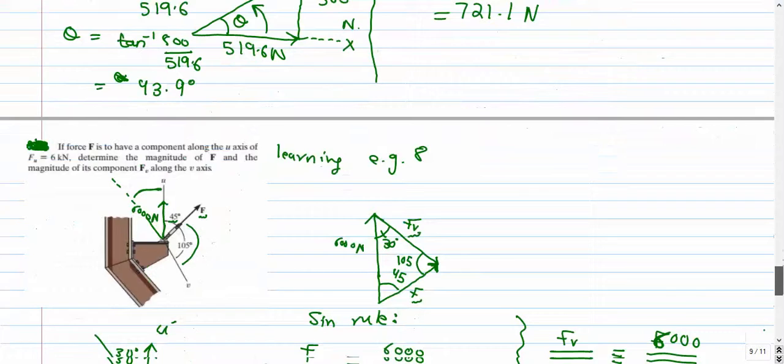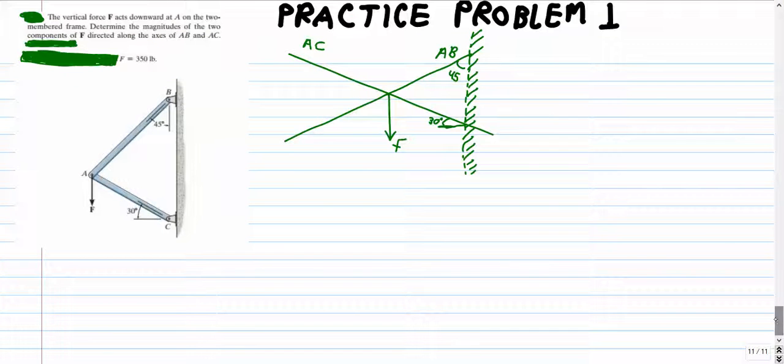Today we are going to look at our first practice problem for this chapter. So the problem says, the vertical force F acts downwards at A on the two-membered frame. Determine the magnitude of the two components of F directed along the axes of AB and AC.